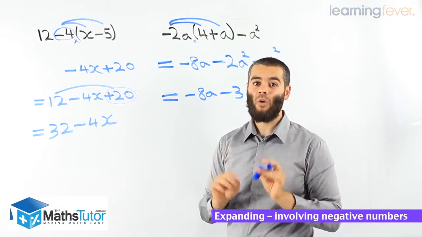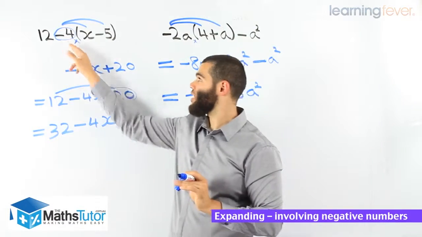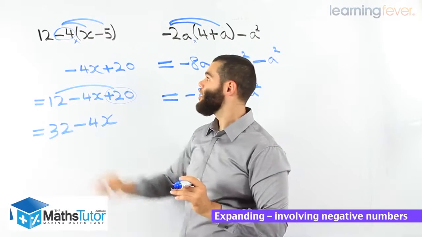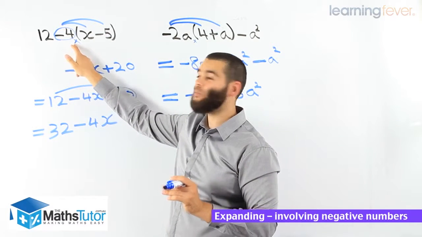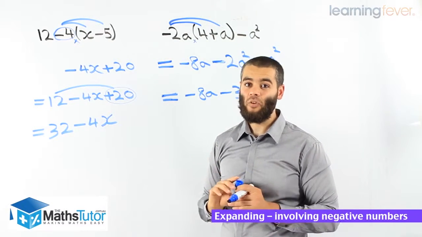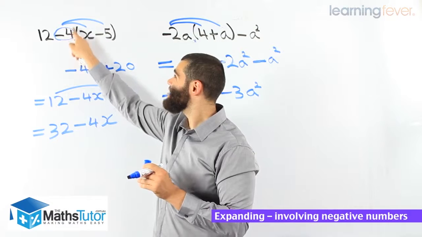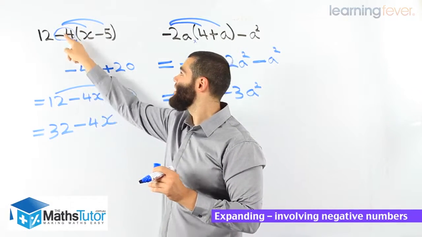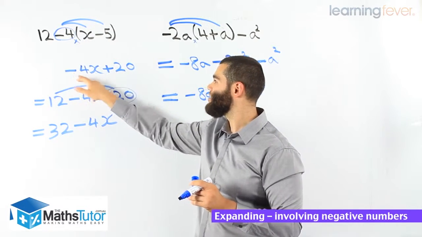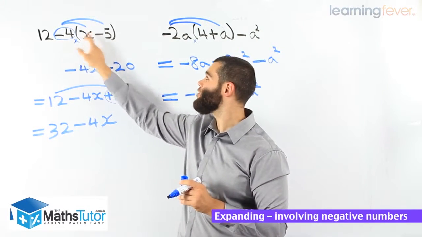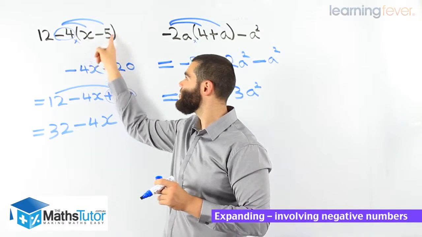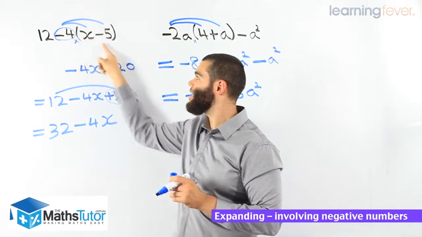Let me go through this one more time. We have 12 take away 4, open bracket, x minus 5, close bracket. We have 12 take away 4, and we know there's a multiplication. It's invisible. We do the multiplication first because we have to follow the order of operations. Very important. Negative 4 times x, negative 4 times negative 5. So negative 4 times x, negative 4x. Negative 4 times negative 5 is positive 20. So that is the solution for the expanding in this section here.